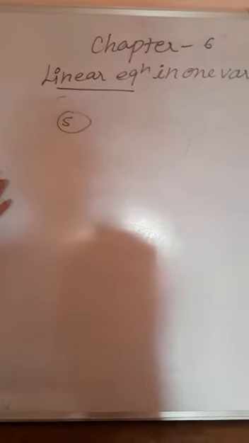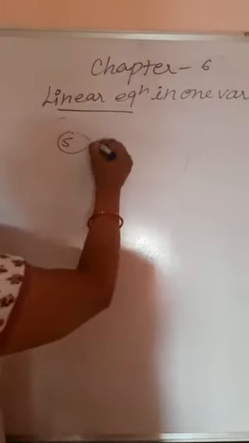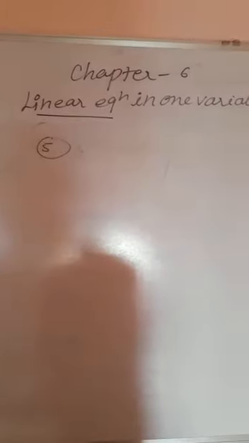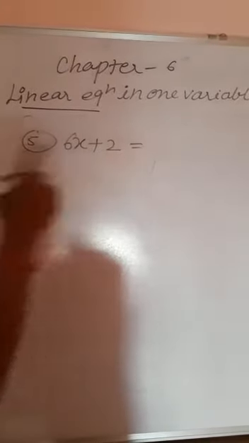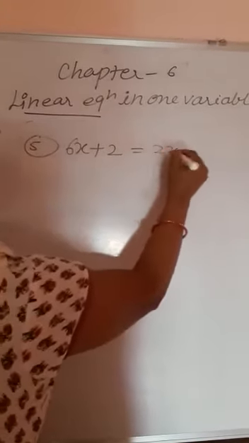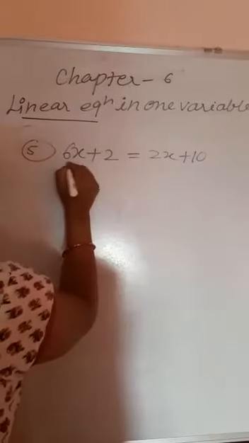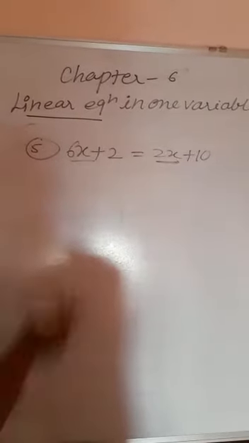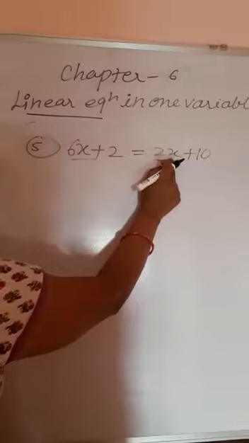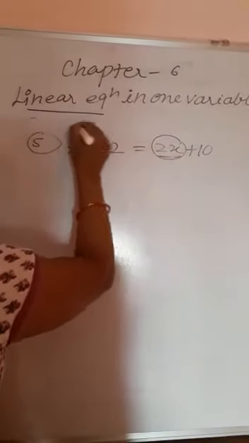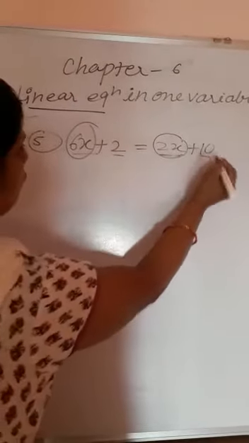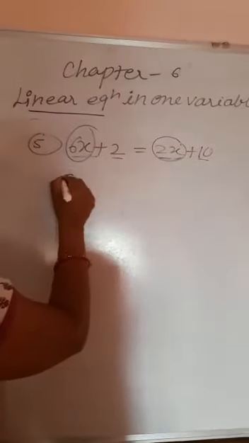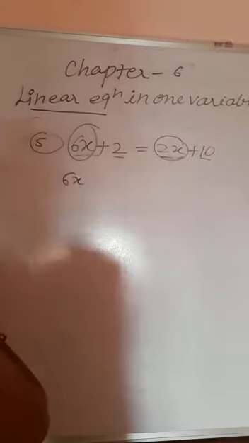Suppose variables are present on both sides, the LHS as well as the RHS. So suppose our question is 6x plus 2 equals 2x plus 10. Okay. So 6x and 2x, both terms are present with variable terms. So the same terms we have to shift to one side and the terms without variable to the other side. Okay. So 6x write as it is.